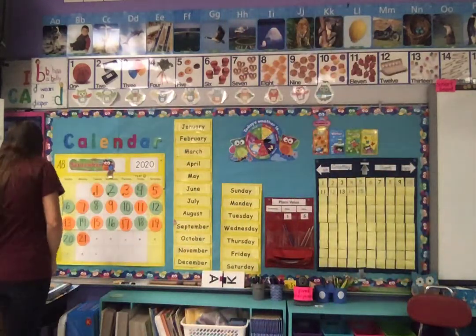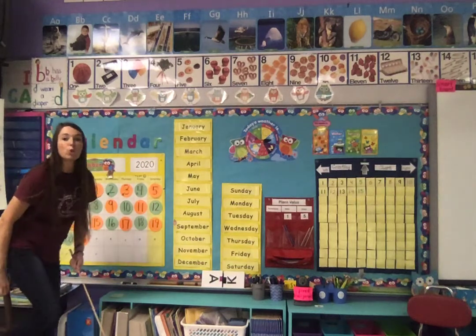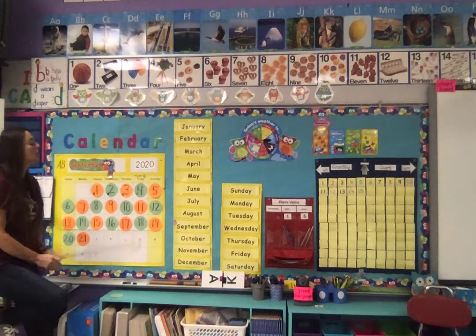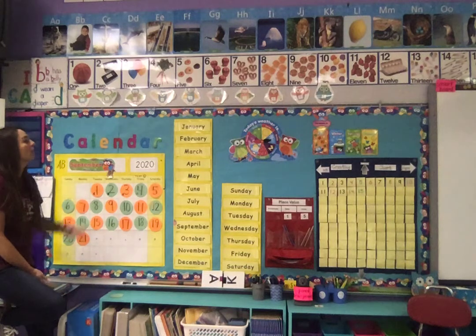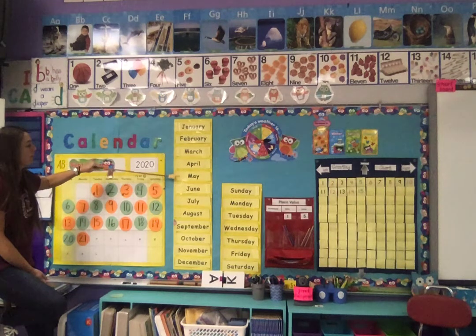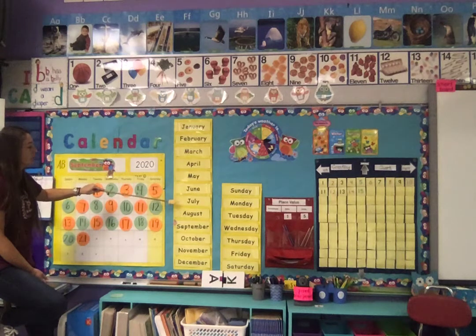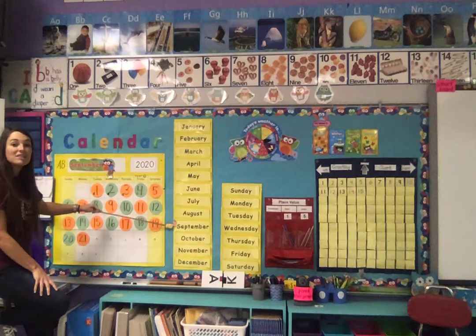So we're going to go ahead and get started with our calendar this morning, and we are still in the ninth month of the year. Remember, there are 12 months in a year. So let's just quickly go over those 12 months. If you know the names of those months, say those with me. Ready? We have January, February, March, April, May, June, July, August, September, October, November, December. And the month that we are in right now is the month of September.